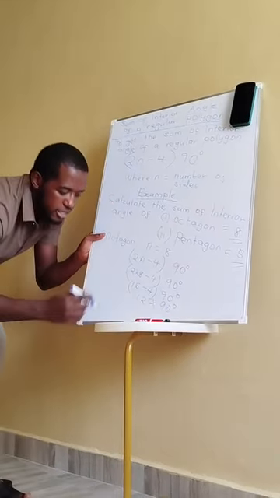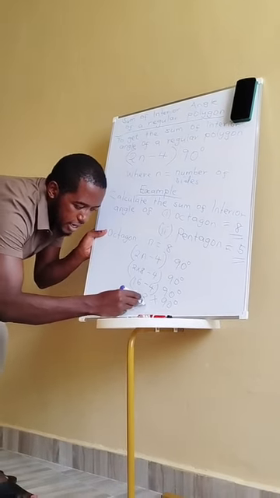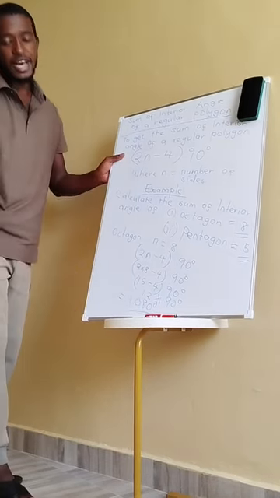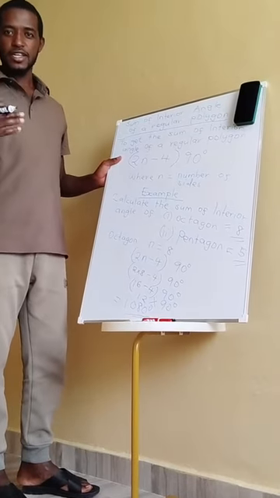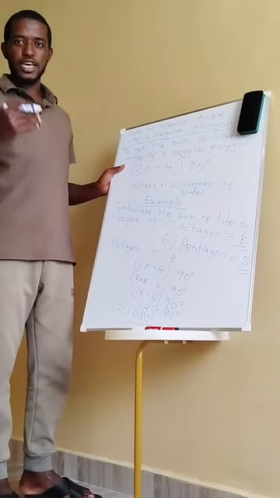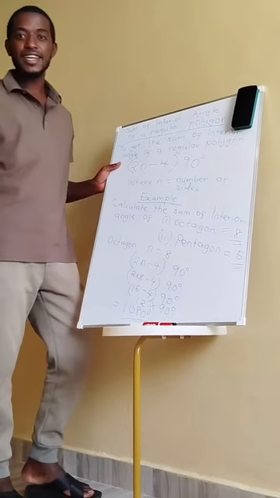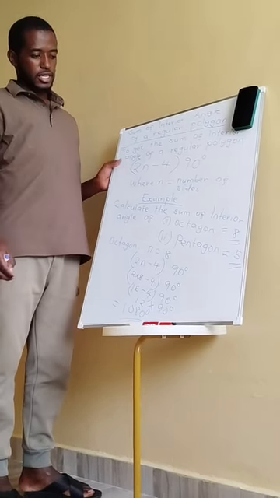And 12 times 90 will give you 1080 degrees. Therefore, the sum of interior angle of an 8-sided figure or polygon, that one is an octagon, is what? 1080 degrees. Are we together? That is as simple as that.